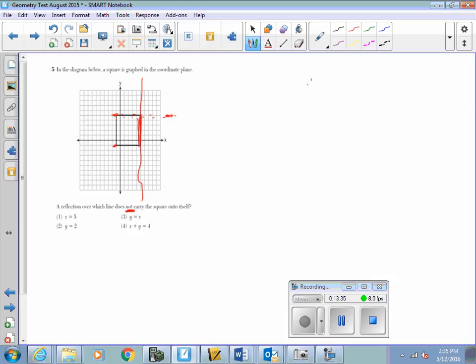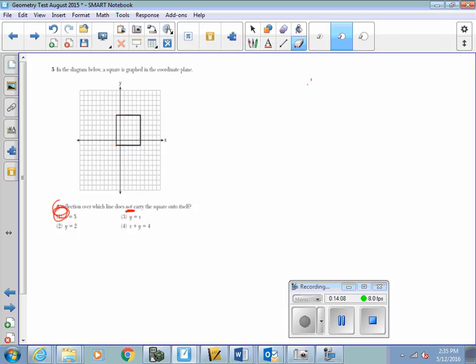And same thing down here. We've done reflections, remember, you just count. And so it would be 1, 2, 3, 4, 5, and 6. All right, so it's going to be 6 on the other side. So right there you can tell that the reflection over that line is not going to carry it onto itself. So right now I'm thinking that's going to be our answer. So I'm looking at number 1 as an answer. But let's go through the other ones.